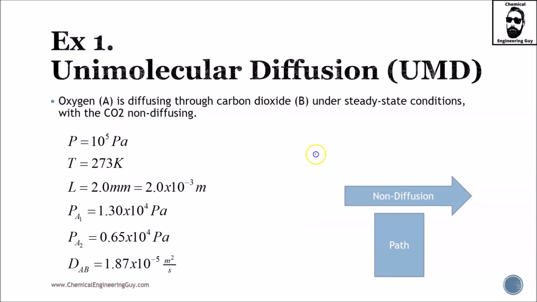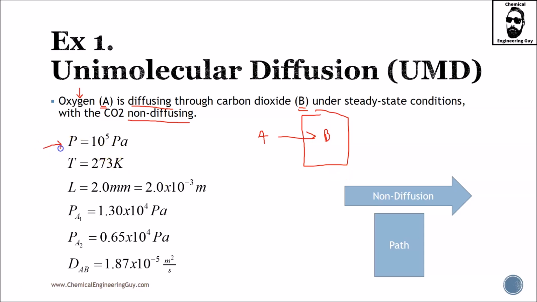Okay, enough of theoretical equations. Now let's actually apply those equations to a unimolecular diffusion case. In this one, oxygen, which will be A, is diffusing. Technically this is the one that actually moves through carbon dioxide B, which is under steady state conditions, with the carbon dioxide non-diffusing. So that is literally the situation we have been working with. A is diffusing through B, which is not diffusing.